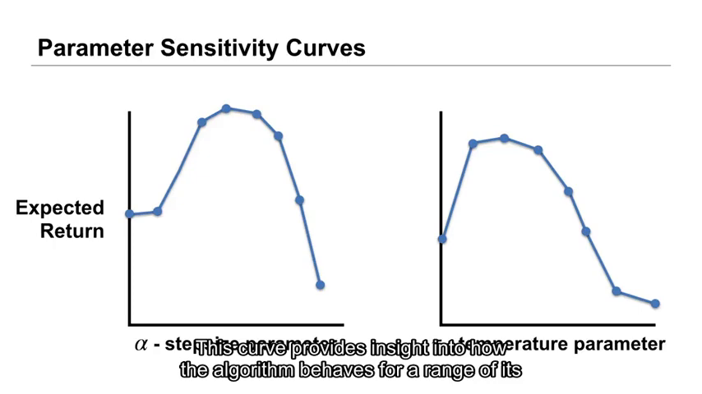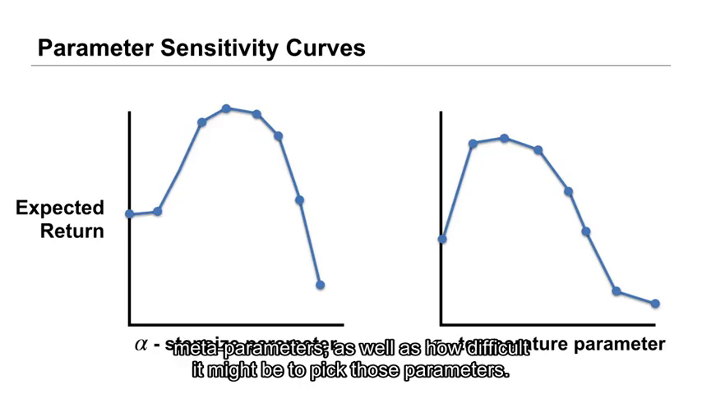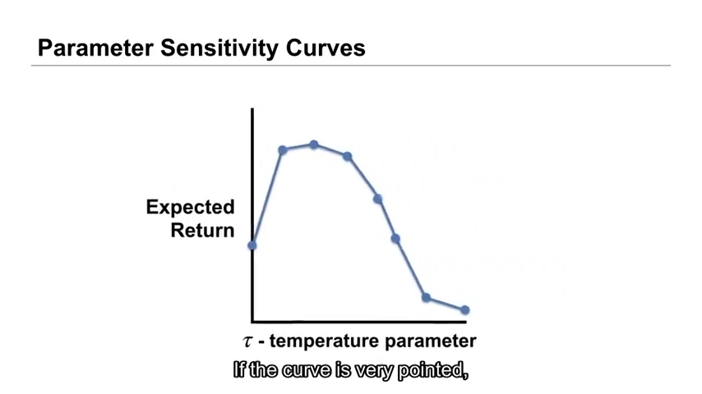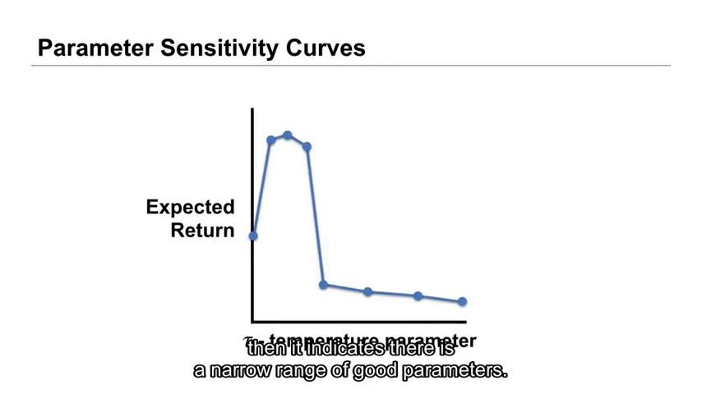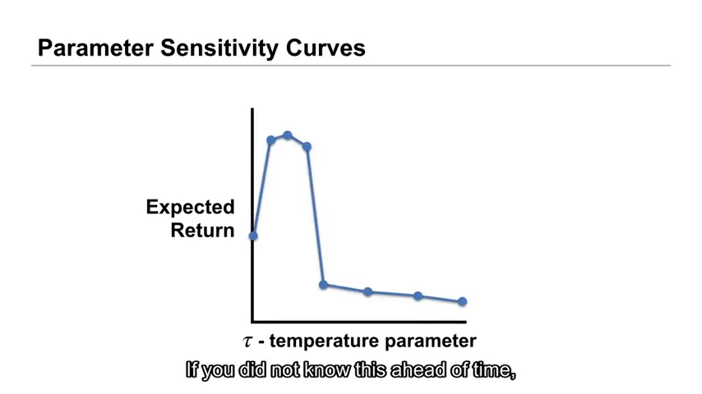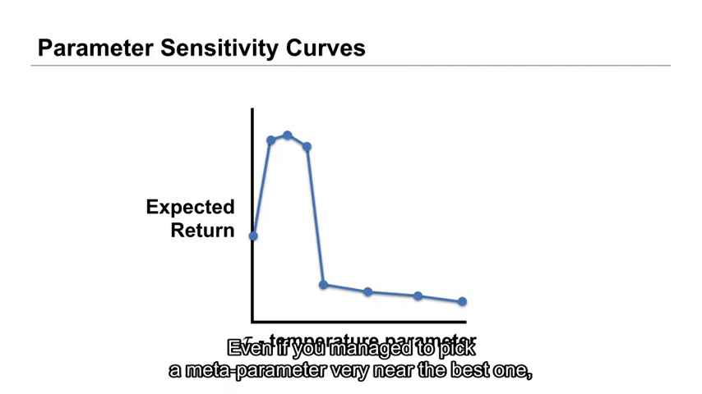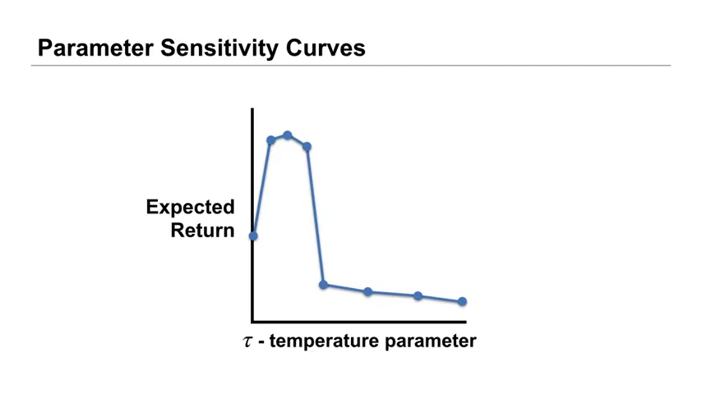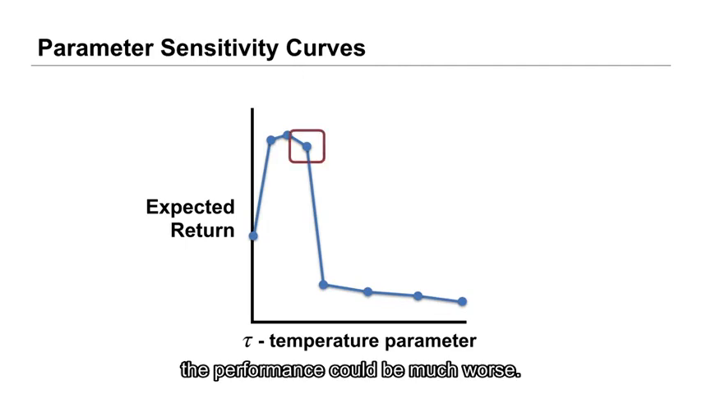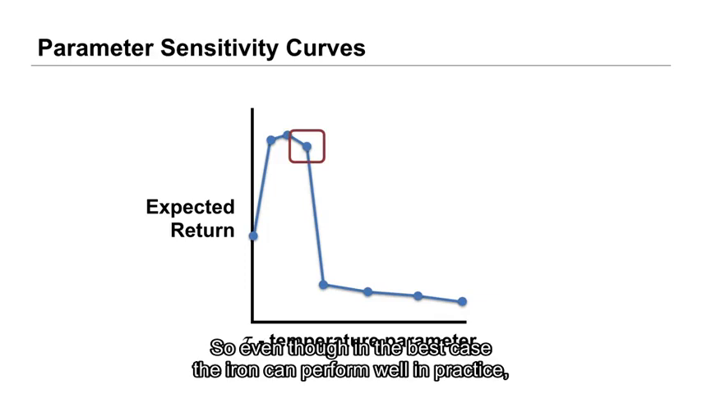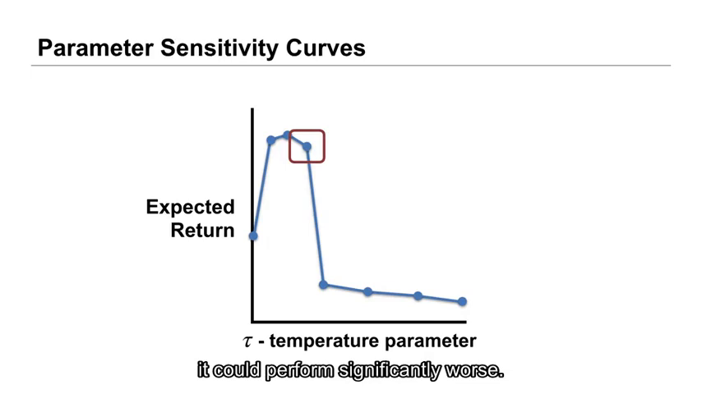This curve provides insight into how the algorithm behaves for a range of its metaparameters, as well as how difficult it might be to pick those parameters. If the curve is very pointed, then it indicates there is a narrow range of good parameters. If you did not know this ahead of time, then it is unlikely you would find this good parameter setting. Even if you manage to pick a metaparameter very near the best one, the performance could be much worse. So, even though in the best case the algorithm can perform well, in practice it could perform significantly worse.